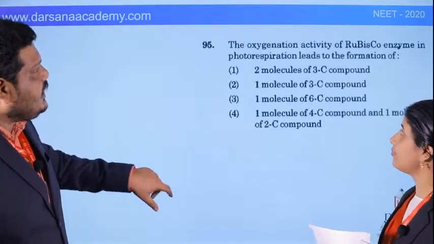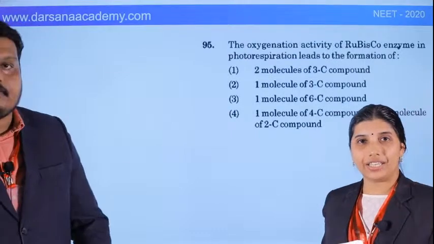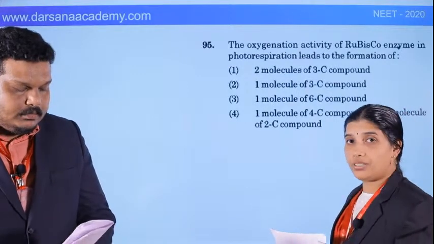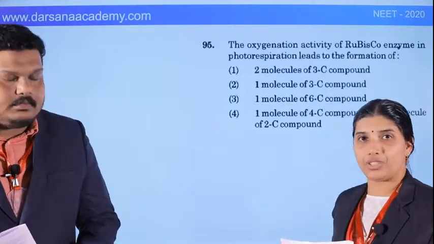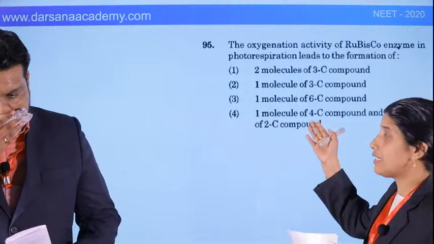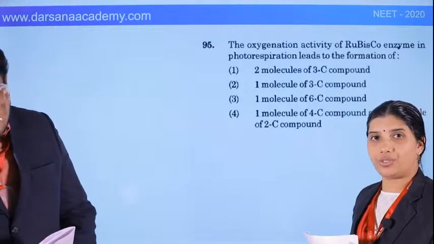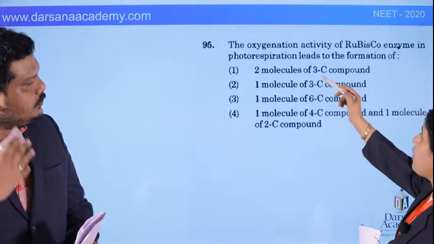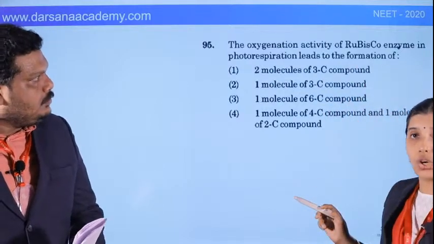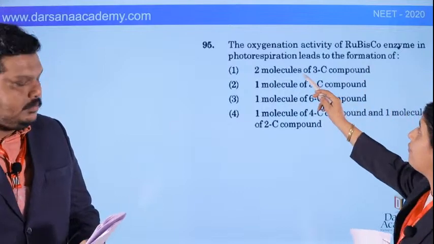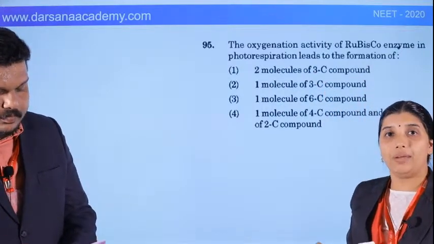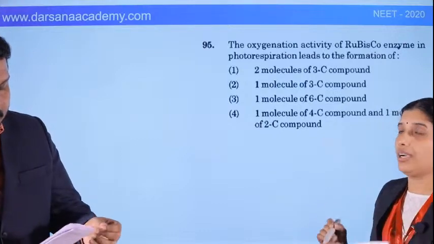Okay, next slide. We are going to discuss the next question related to the botany area. It is also a question that is already given in our DPP. Darsana provides DPP, and the question is the same as that of the DPP question. Very interesting and important question. What about question number 95? The oxygenation activity of Rubisco enzyme in photorespiration leads to the formation of. Very important question, already given through DPP.